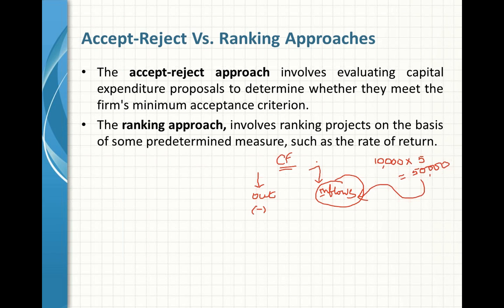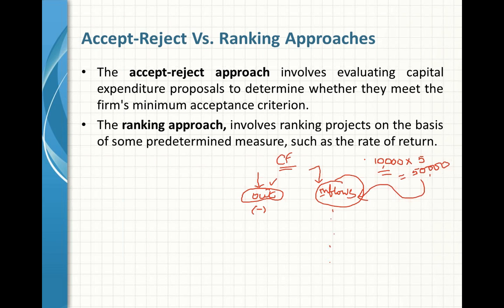If this machine's life is, say, 5 years, for 5 years you will have inflows. Each year you will have inflows. In the first year you will have an outflow. This is the concept of cash flow. You will have an outflow in the first year and inflows during the life of the project, that is, during the life of the machinery in my example. This cash outflow is also called initial investment. Initial investment and cash outflow are the same.